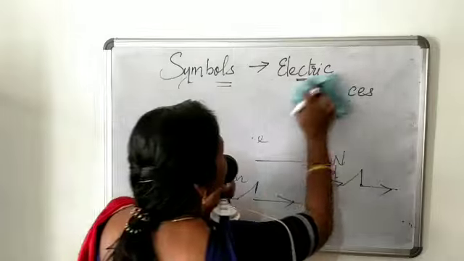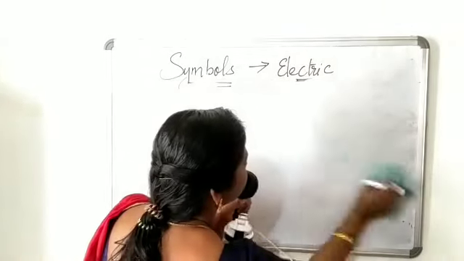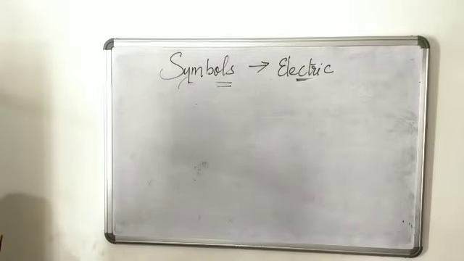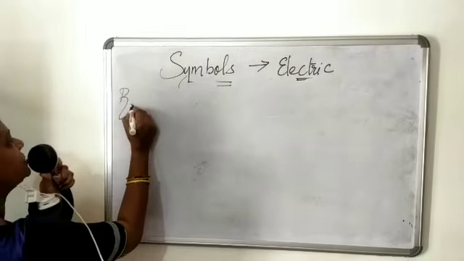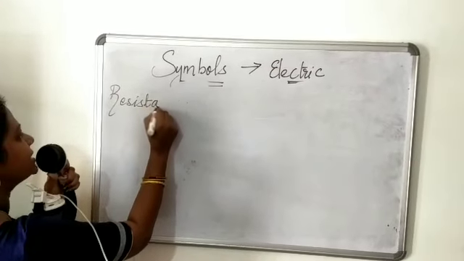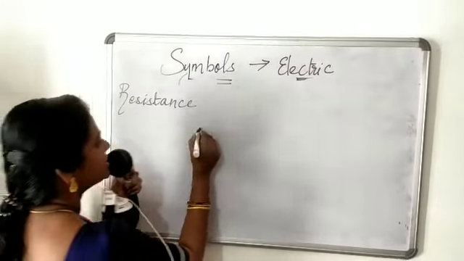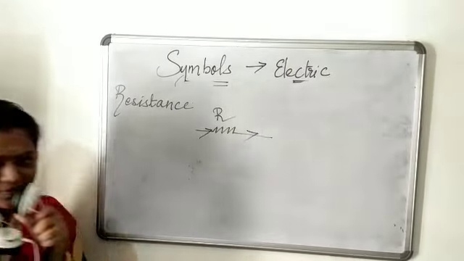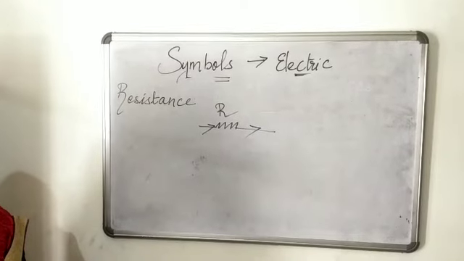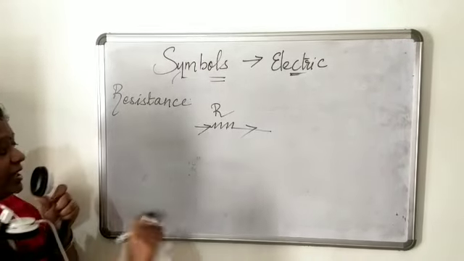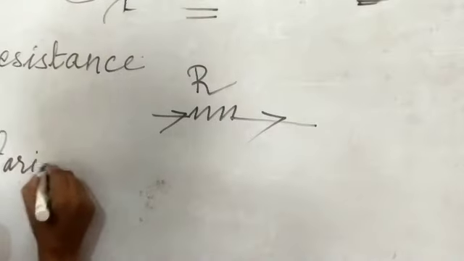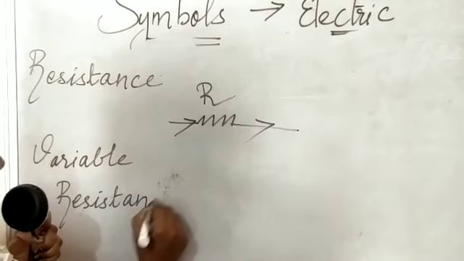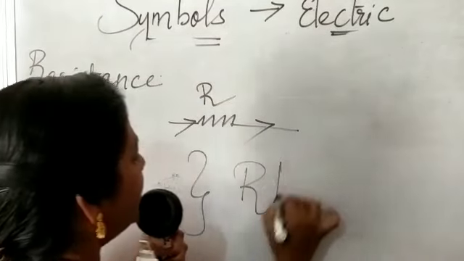The next thing we are going to see is resistance. Normally you know about resistance from Ohm's law. We have different kinds of resistance. The first one is called a simple resistance. You have to draw it like this, and this is called resistance R. The next one we call a variable resistance, also called a rheostat.